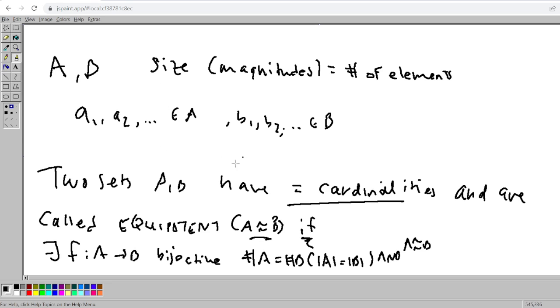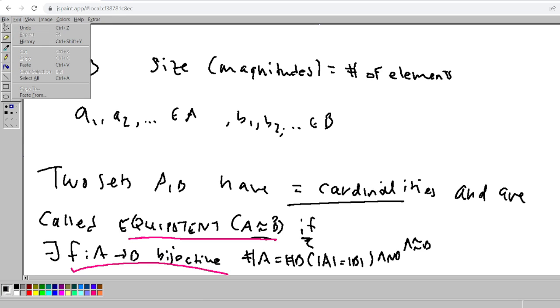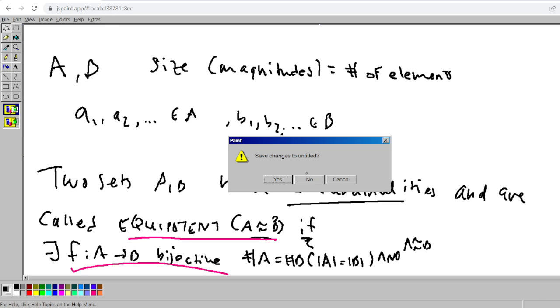So that is the entire basis of this chapter: equipotence, and specifically the bijective functions or bijective maps. I will go back and forth because my professor goes back and forth. So let's just continue along here.